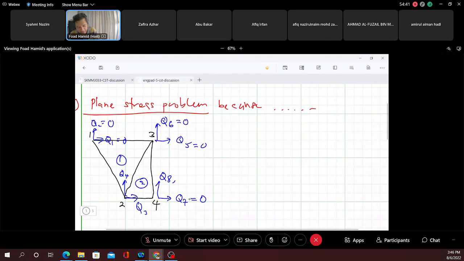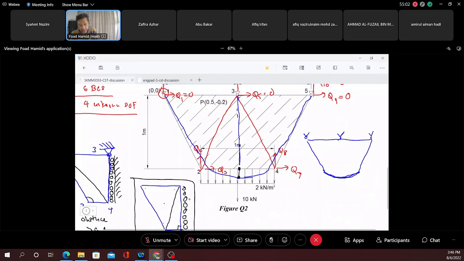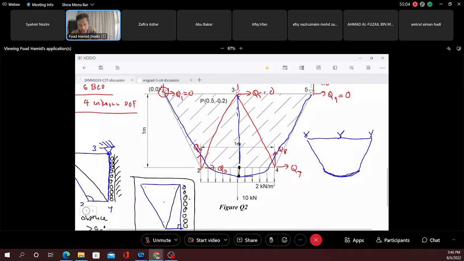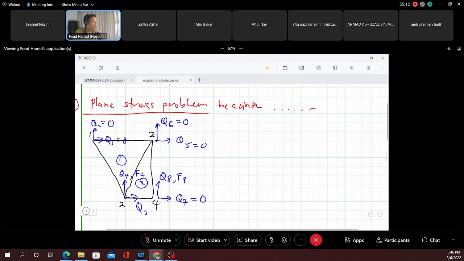So this is our F8. Of course, there's F8. Okay, and there should also be a load at node number 2, which is F4, because of this distributed load and concentrated load. Okay, so that's the model for our half model. So we know that now.